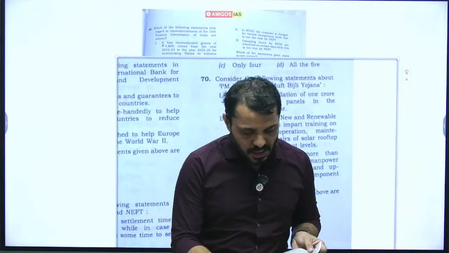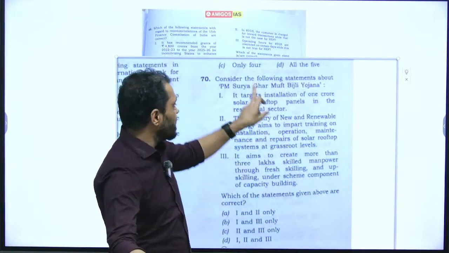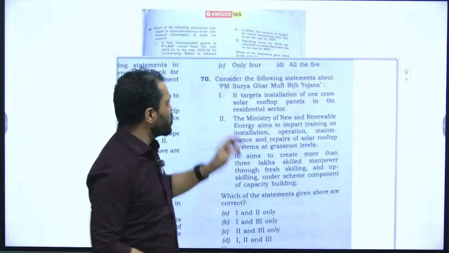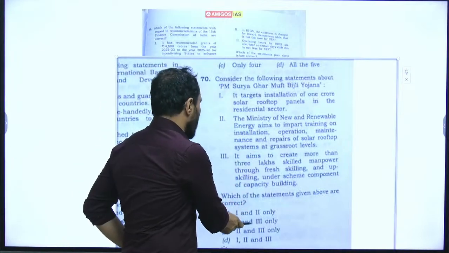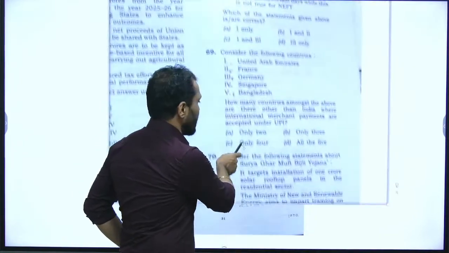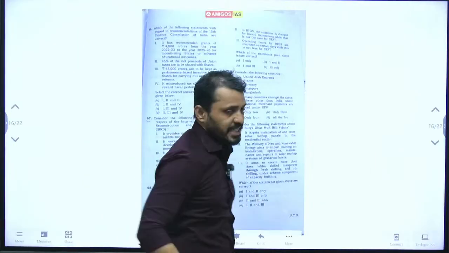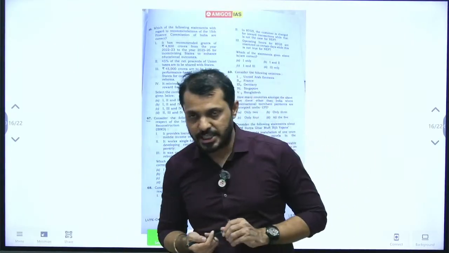If you observe these 3 statements, all of them are right regarding the Prime Minister Surya Ghar Muft Bijli Yojana. So for question 70, answer is 1, 2, 3, that is D. All the statements are right.